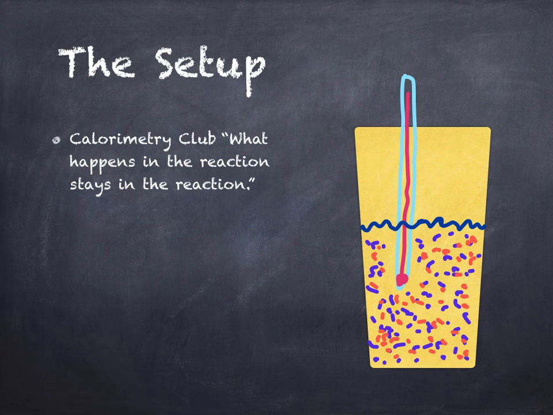All right, so calorimetry club. What happens in the reaction stays in the reaction. With this setup right now, we're losing heat. We've all seen steam escaping containers. Well, we don't want that because that is a source of error. We need to contain this. We need to have the water absorb all the heat from this reaction, and nothing extra from external to this system needs to be able to enter it. So we're going to prevent that error by putting a lid on it.